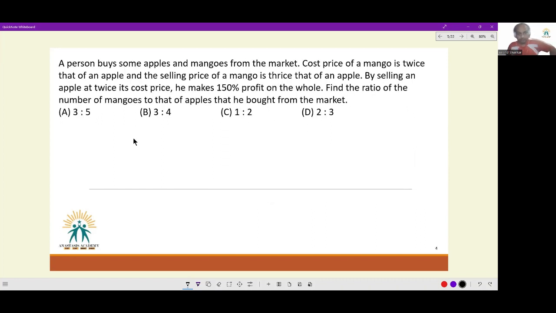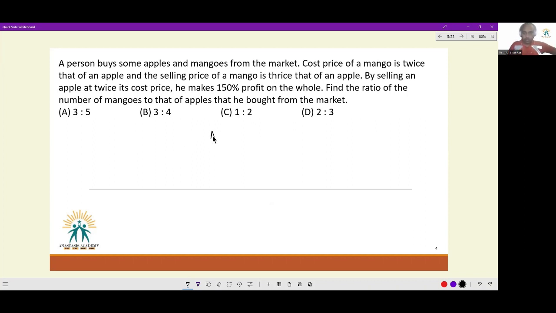Next question now. A person buys some apples and mangoes from the market. Cost price of mango is twice that of apple. Selling price of mango is twice that of an apple. By selling an apple at twice its cost price, he makes 150% profit on the whole. Find the ratio of number of mangoes to that of apples that he bought from the market.